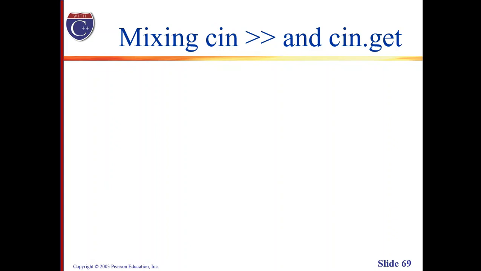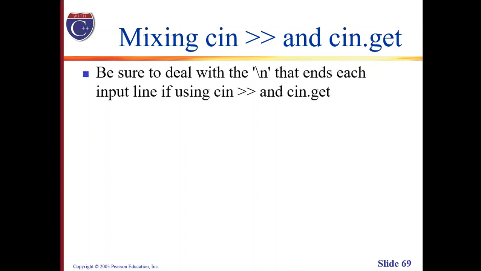And there will be times that we might mix cin and cin.get to get input from our user. Of course, we must be sure to deal with the new line character that ends each input line if we are going to use cin and cin.get. So in this case, we are talking about the cin extraction operator and of course the member function get that also comes with cin.